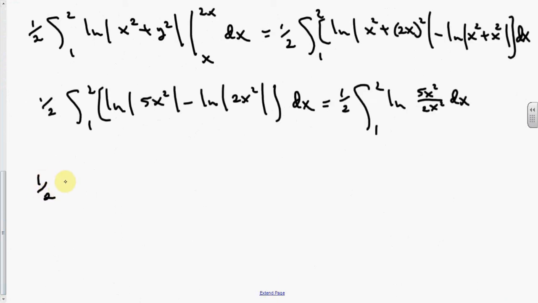So this is 1/2 times the integral from 1 to 2. Here, that's just the natural log of 5/2. That's just a number. We get excited when we see a number.